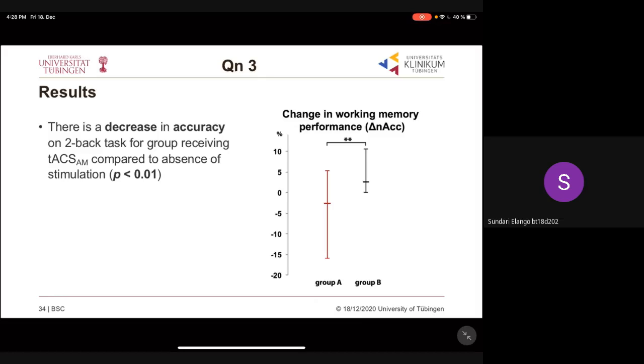When we took the difference, there is a small amount of performance improvement from the baseline session to the actual test session, but this improvement in performance was actually inhibited when stimulation was applied. In fact, they got a bit worse instead of improving.